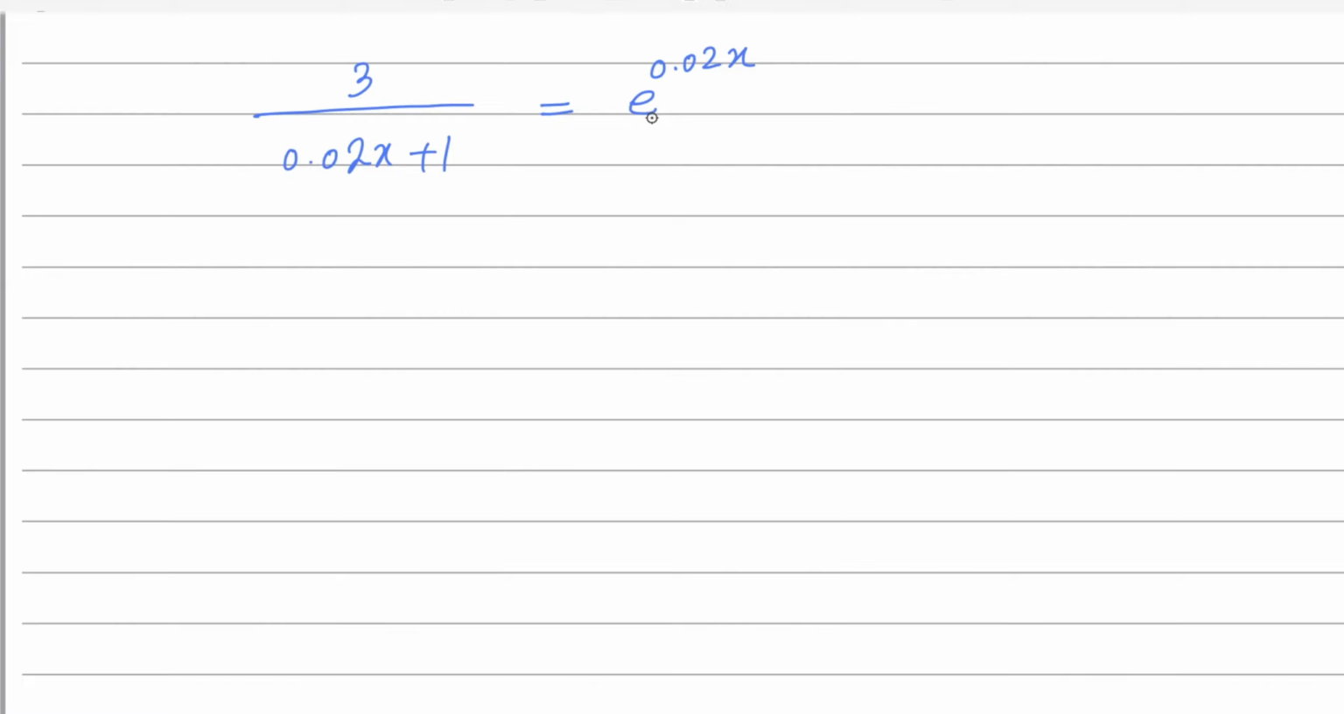Now to get rid of the exponent, we will take log of both sides. This implies that we can write 0.02x = log of 3 over (0.02x + 1).